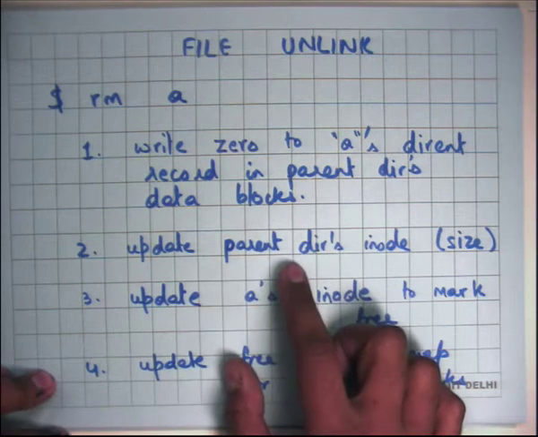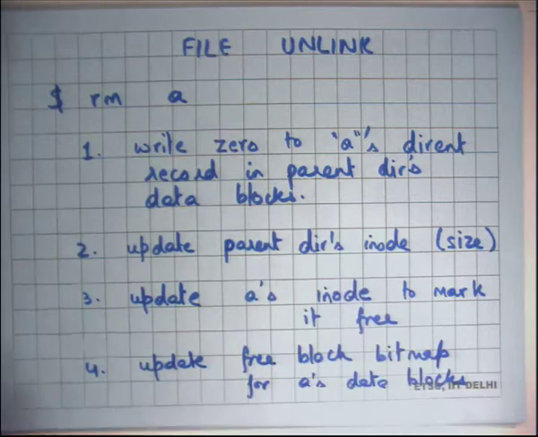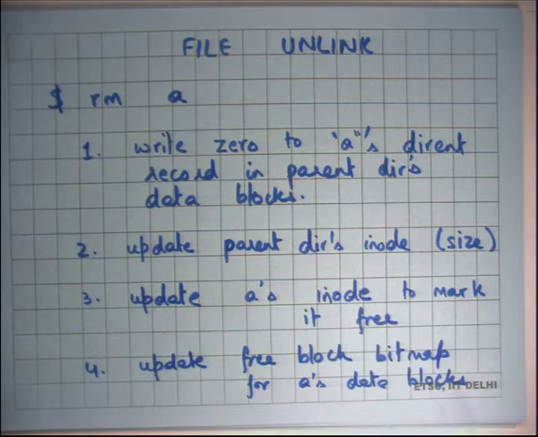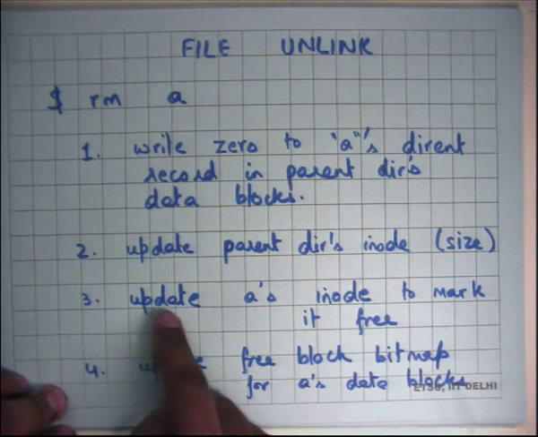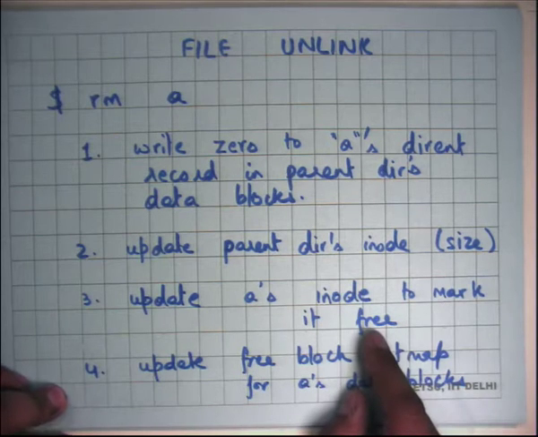Then you update the parent directory's inode. In this case, if it was the last one, you may want to update the size of the parent directory's inode. So first you wrote to the data block region, then you wrote to the inode region, and then you update A's inode to mark it free, right?